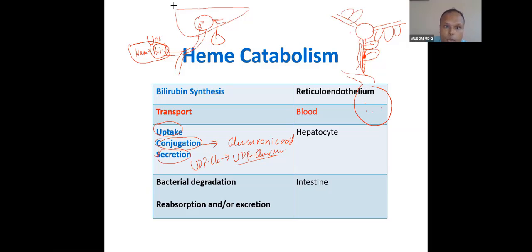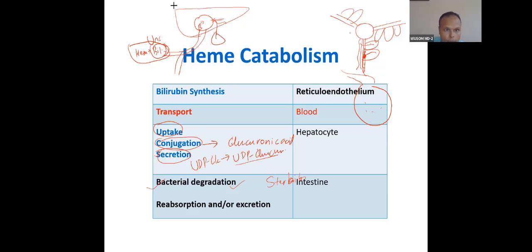So you can see this is the secretion step. Through the bile ductules, different channels will be there. We will talk about all these channel proteins later. After excretion, it will reach the intestine, where it will be degraded further. So the name of this bilirubin changes there. The name of bilirubin becomes stercobilirubin, which is found in the stool. So this is how bilirubin changes.